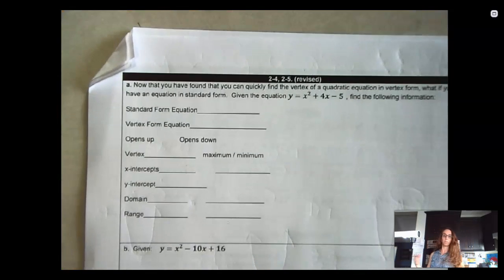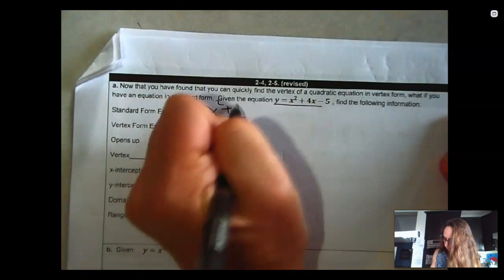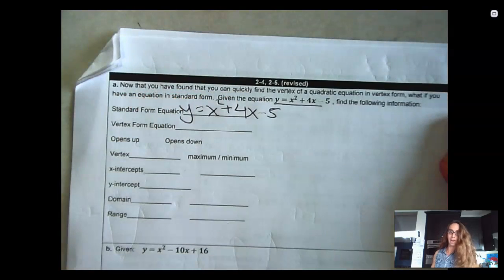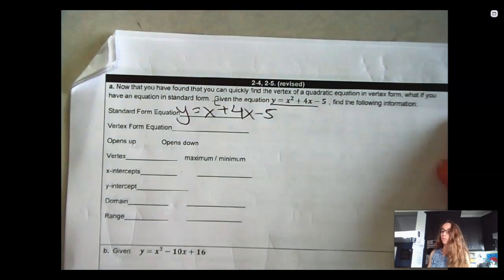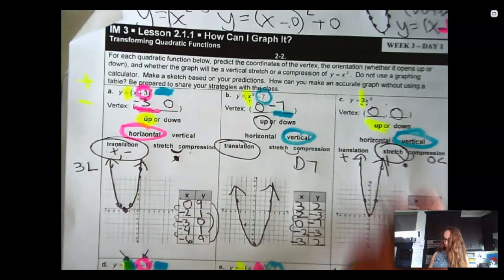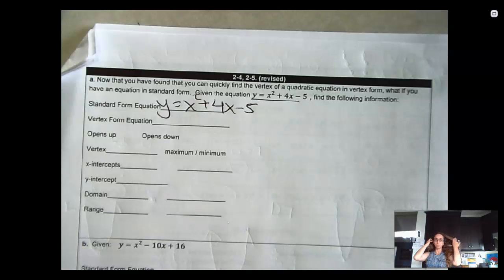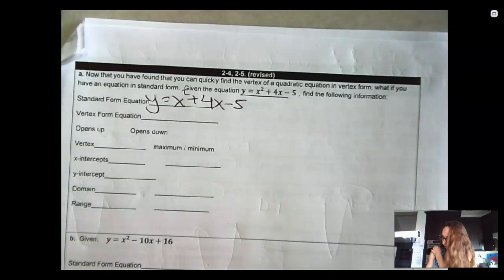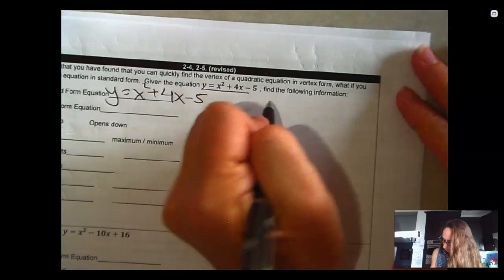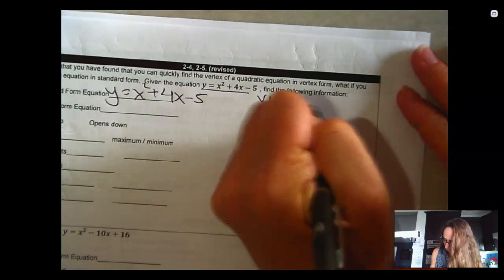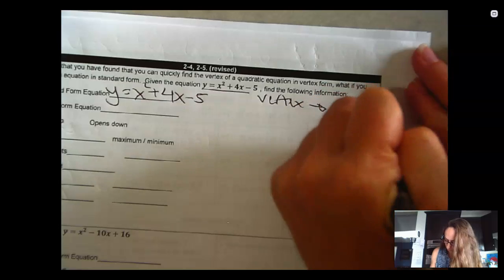All right. And by the way, this is all review, but of course, I'm going more slowly. Okay, standard form. Standard form is this form. I want you to get the difference between standard form and vertex form. Each one of these is in vertex form. So if you're going to have to change it to vertex form, you're going to have to find the vertex. So in order to find the vertex, you're going to complete the square.